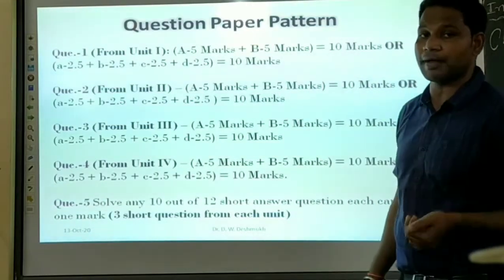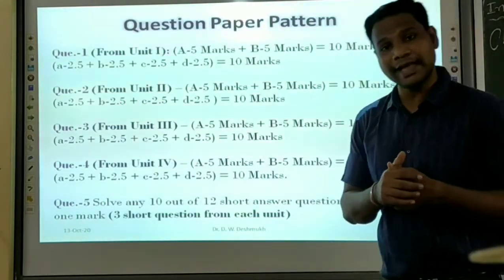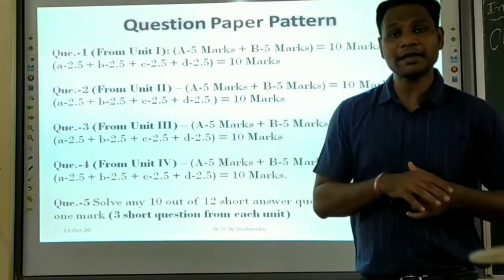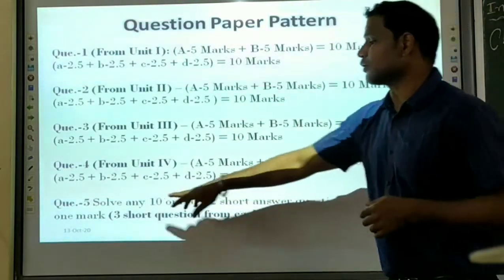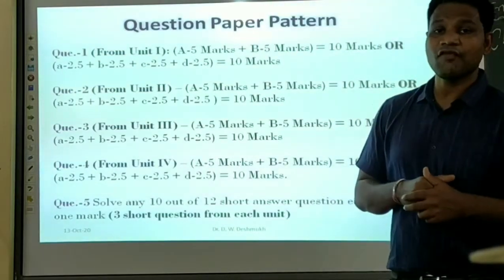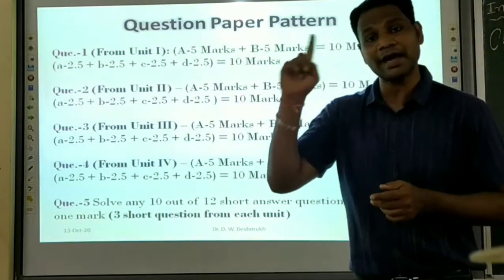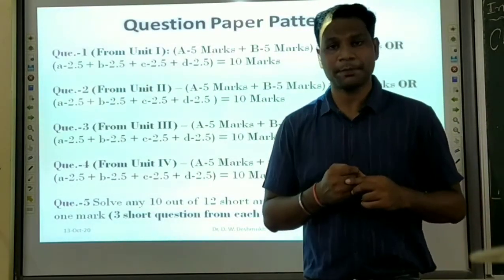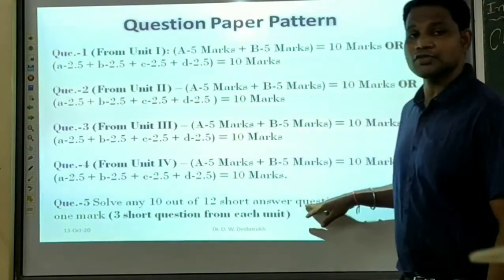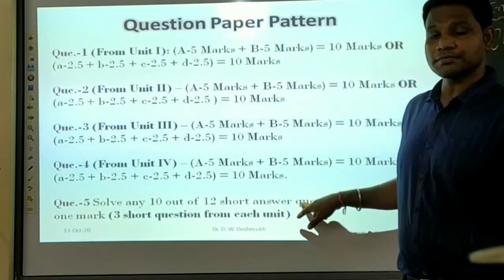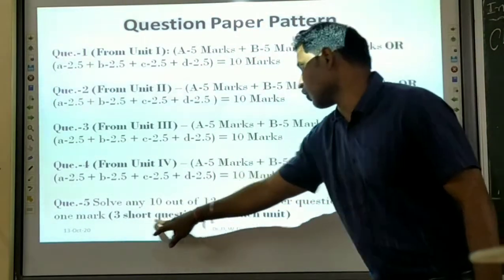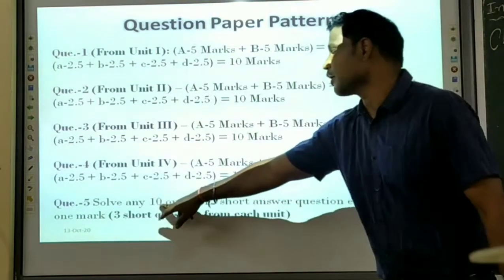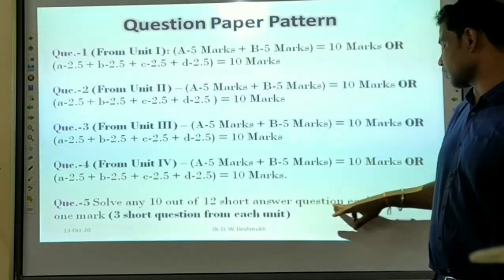It involves 40 marks. Now what about rest 10 marks? Because I have told you that total 50 marks paper is there. Then question 5 deals with very short questions for 1 mark each. So there are total 12 questions in question number 5, all from unit number 1 to 4. So 3 short questions from each unit, means सभी यूनिट के 3-3 क्वेश्चन रहेंगे. Solve any 10 out of 12 short questions.